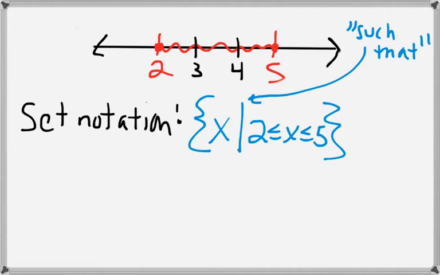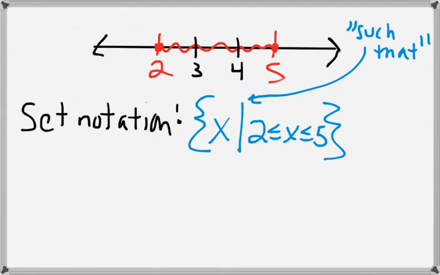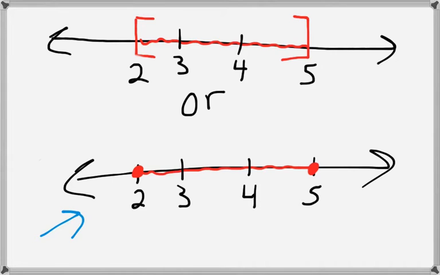So again, we can't just list 2, 3, 4, 5 because we've graphed more than that this time. Here we had only graphed 2, 3, 4, and 5. But now we've graphed numbers between as well. Going back to this picture here, different books will use different styles of drawing an interval of numbers on a number line. So both of those mean the same thing. They mean we're including the numbers 2 and 5 in the set that we're describing.